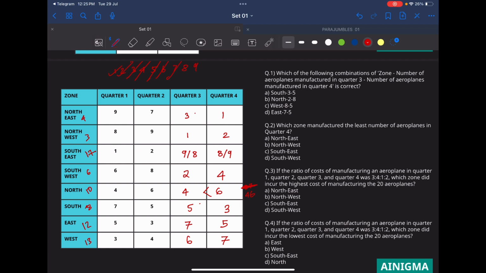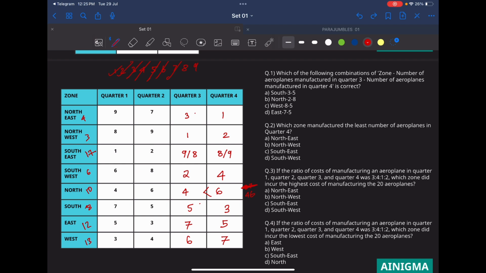Now 8 and 9 are definitely not possible to determine, so we are not sure whether this value will be 8 or 9, or 9 or 8. This is something which we are not able to figure out right now. So this is everything that we can solve from the set. Let's look at the questions and try to figure it out wherever we are standing right now.